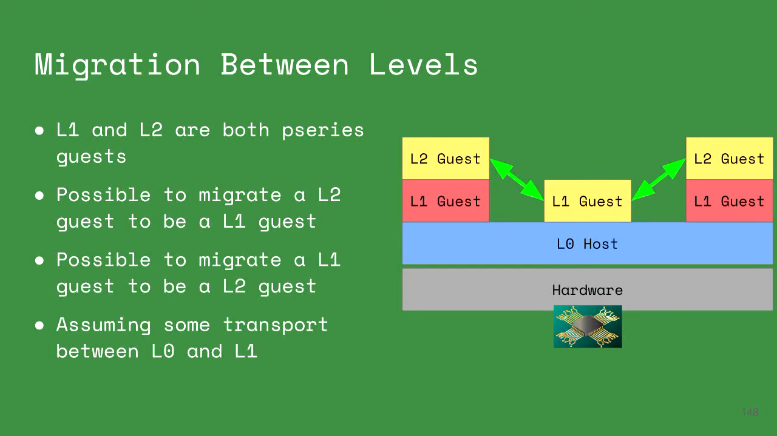Another interesting thing you can do is migration between levels. Level 1 and level 2 guests are both just P-series guests. So you can take your level 2 guest, migrate it up to level 1, and if you please, migrate it back down to level 2 again. You just need some transport between level 1 and level 0.